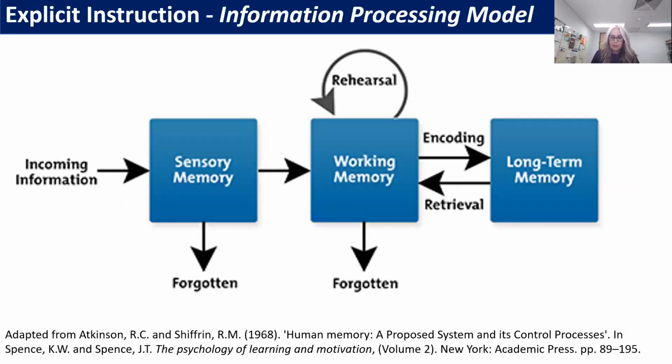So explicit instruction is based on the information processing model. And I like to remind people that Dr. John Sweller had a lot to do with this, and he's still with us, but Vygotsky died in 1934, and Piaget, who you probably learnt about at university, died in 1980. So this is a more contemporary way of looking at how the brain learns.